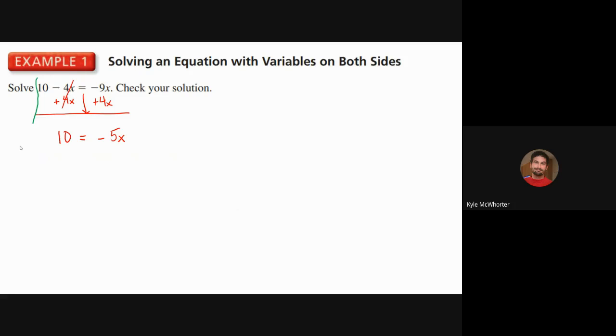Okay, so now our variable only has one operation left happening to it. X is being multiplied by negative 5. So the inverse of multiplying is division. So we're going to divide both sides by negative 5. Negative 5 divided by negative 5 is 1, right? That's why they're inverse operations. So you just have x left on this side.